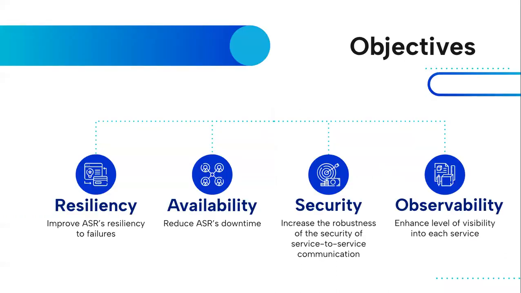This project is important to bridge the existing gaps in the ASR microservices architecture in terms of resiliency, availability, observability, and security. The goals of the projects are broken down as below. Firstly, to improve ASR's resiliency to failure by utilizing traffic management strategies like circuit breakers to prevent cascading failure, and configuring chaos engineering via fault injection to discover faults pre-mortem.